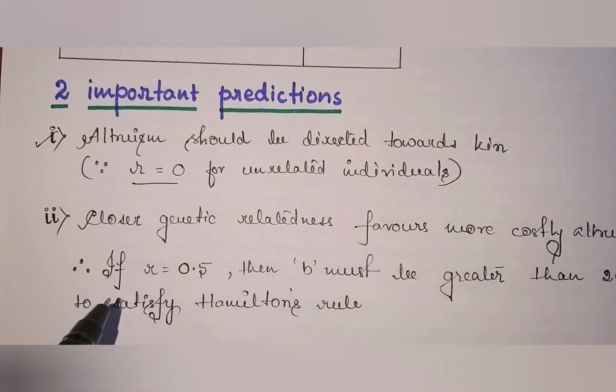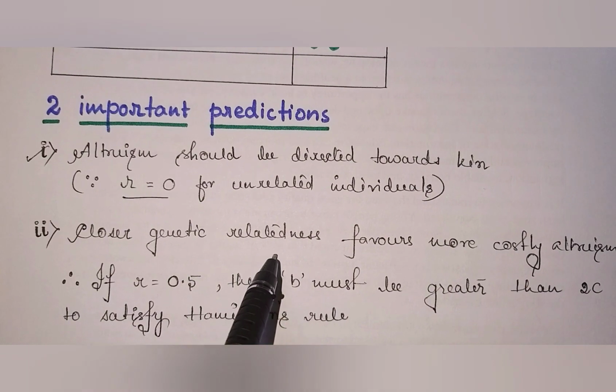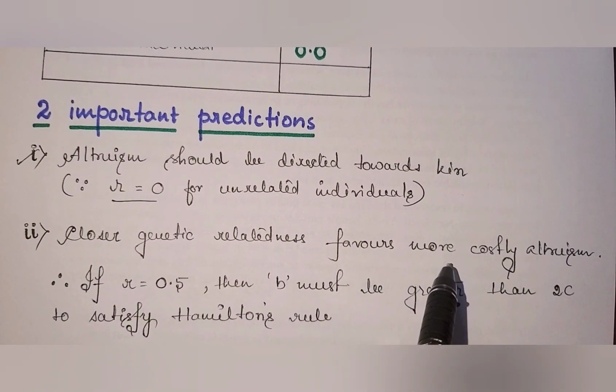Come to the next prediction. Closer genetic relatedness favors more costly altruism.